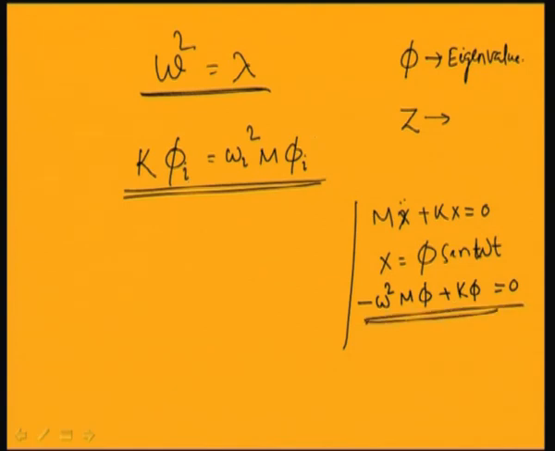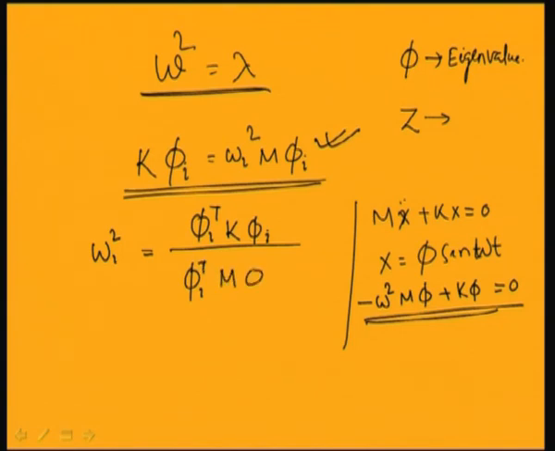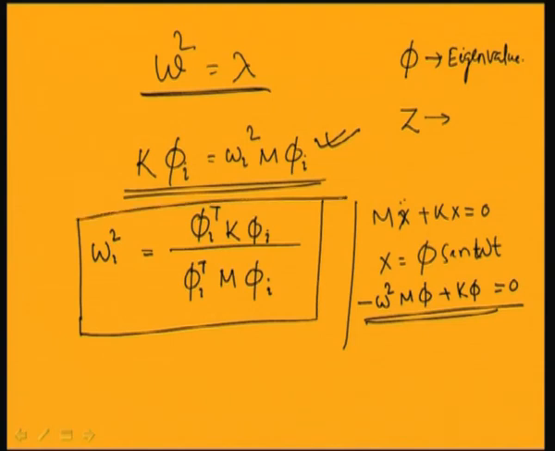From this expression, for the ith mode, I can pre-multiply by phi I transpose and apply the orthogonality principle. So, omega I square will be equal to phi I transpose k phi I divided by phi I transpose m phi I. Here phi I is the exact eigenvector of the system.